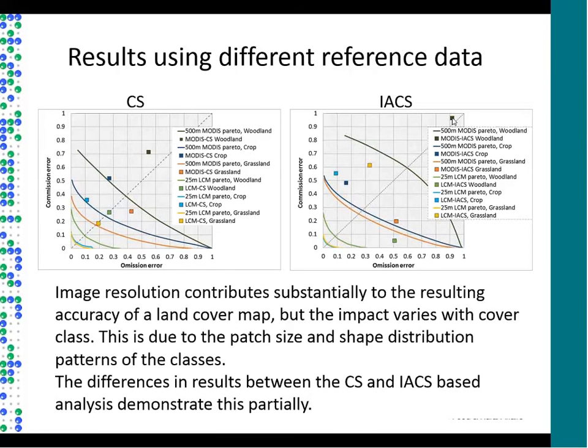What we can also see is that the classification errors of both the MODIS land cover and the UK land cover map are different depending on whether we use the Countryside Survey reference data or the Ajax data. And what that suggests is that the farmland landscape has a different spatial structure to the surrounding area. That's the generic conclusion I can draw from that.